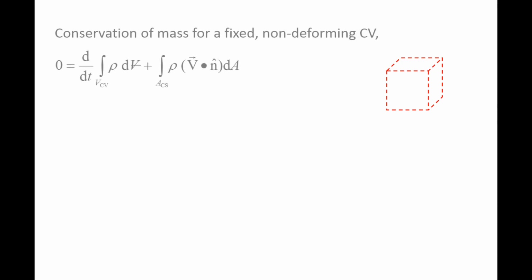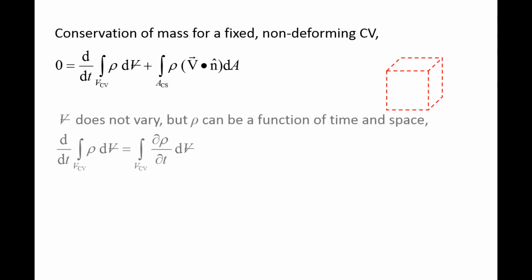We now apply the general conservation of mass equation for a fixed, non-deforming control volume. The time rate of change of mass in the control volume plus the net flux of mass across the control surface is equal to 0. Let's examine the first term, which is the time rate of change of the integral of rho dV, where the limits of integration are the entire control volume.